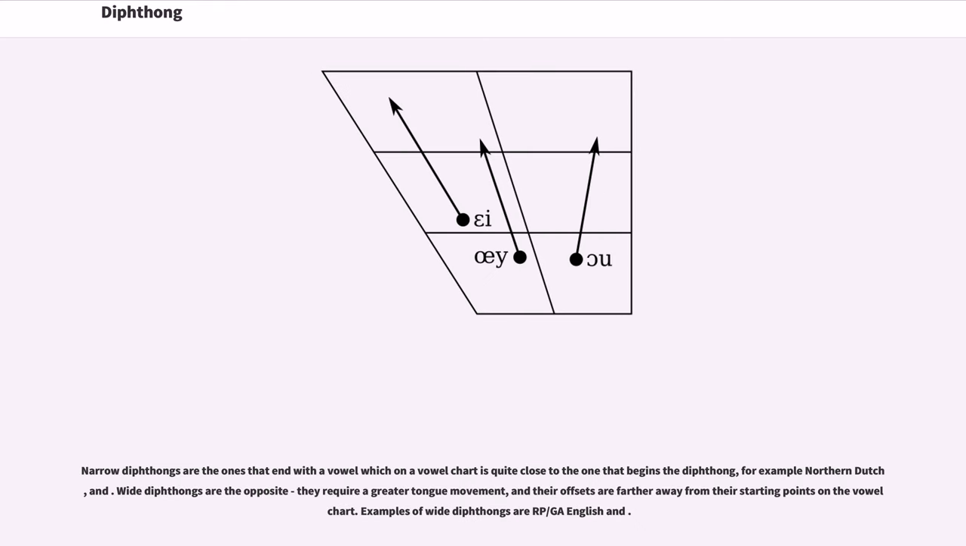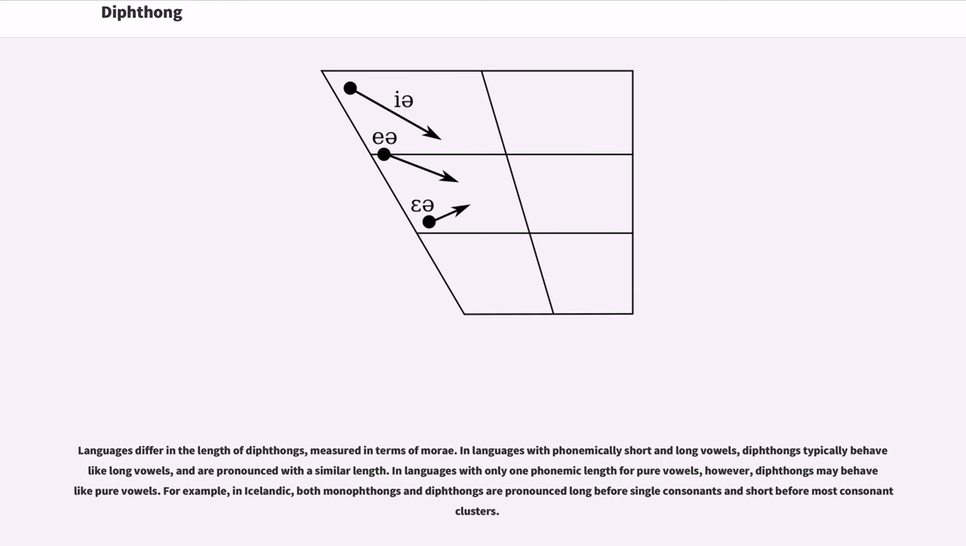Narrow diphthongs are the ones that end with a vowel which on a vowel chart is quite close to the one that begins the diphthong, for example Northern Dutch, and wide diphthongs are the opposite, they require greater tongue movement, and their offsets are farther away from their starting points on the vowel chart. Examples of wide diphthongs are RP/GA English. Languages differ in the length of diphthongs, measured in terms of mori.